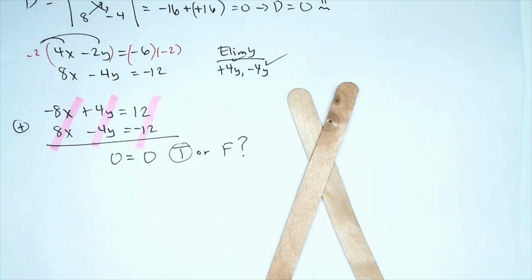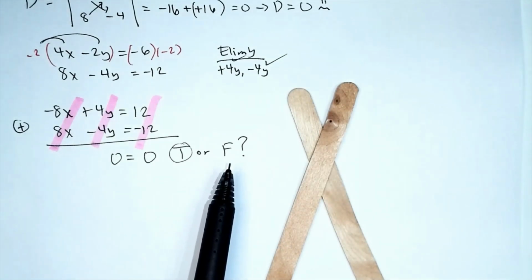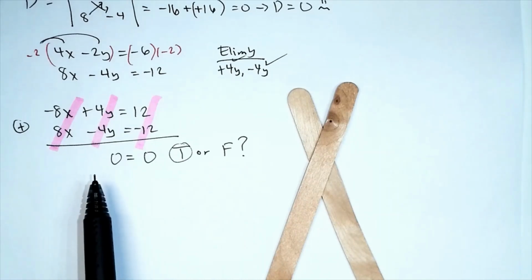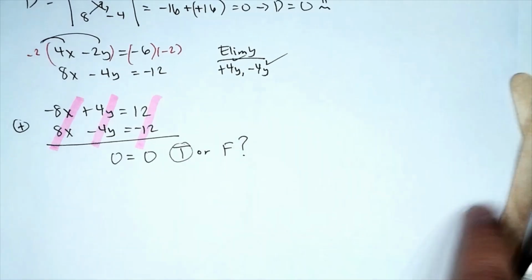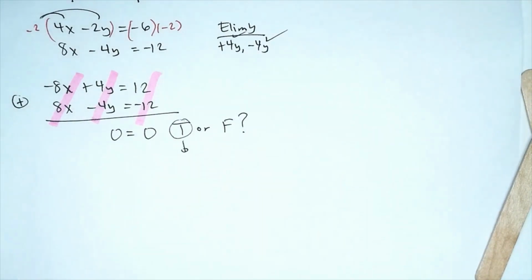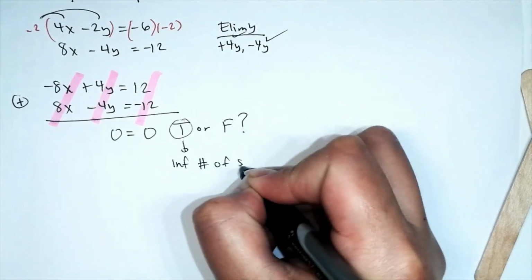I say unfortunately because if the variables are out and we had a false statement, then the system would have no solution. But if the variables cancel out and we end up with a true statement, then that means that the system has an infinite number of solutions.